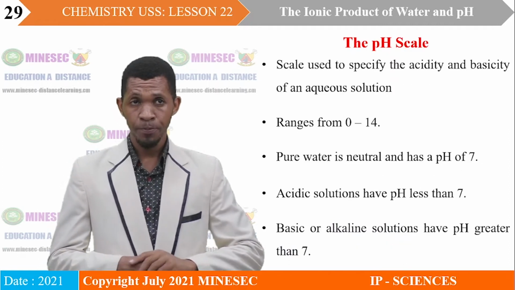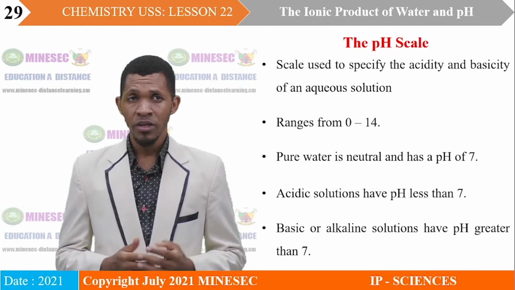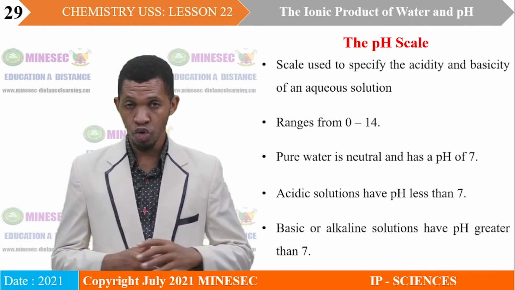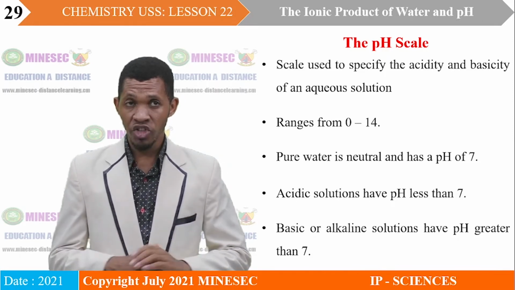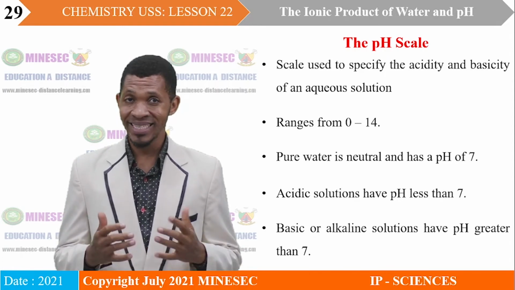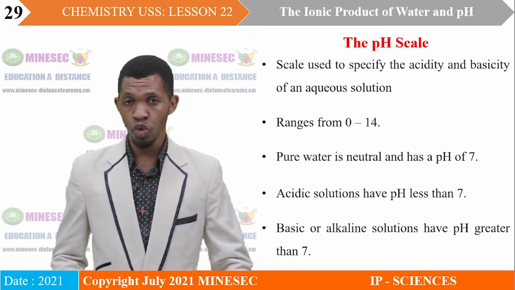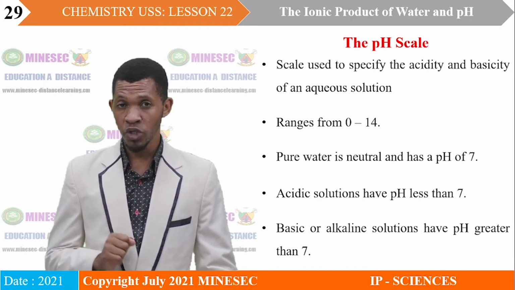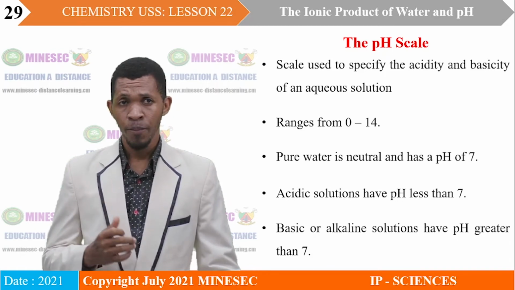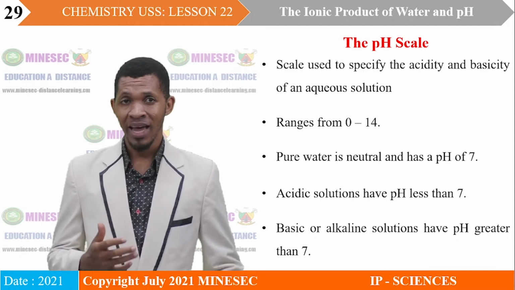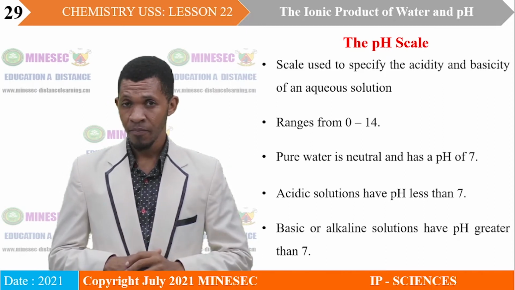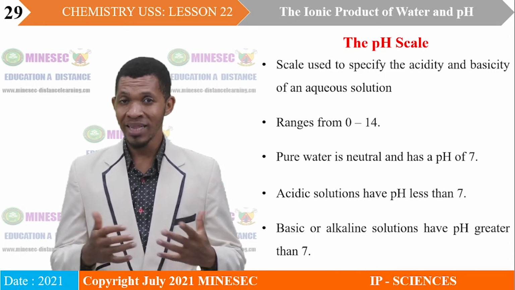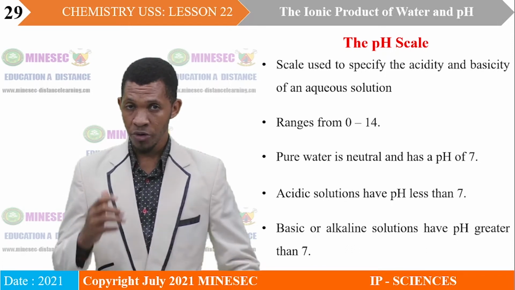The pH scale. The pH scale is a scale used to specify the acidity and basicity of an aqueous solution. The pH scale has values ranging from 0 to 14. On the pH scale, pure water is neutral and has a pH value of 7. Acidic solutions have pH values less than 7, while basic or alkaline solutions have pH values greater than 7.